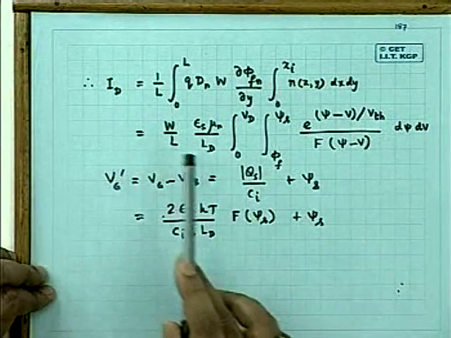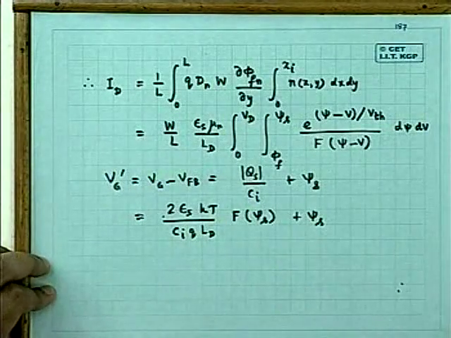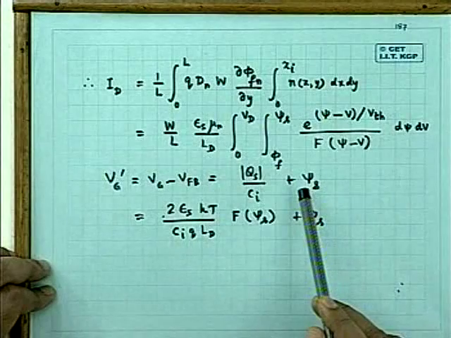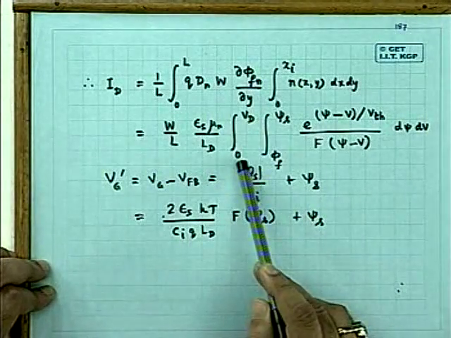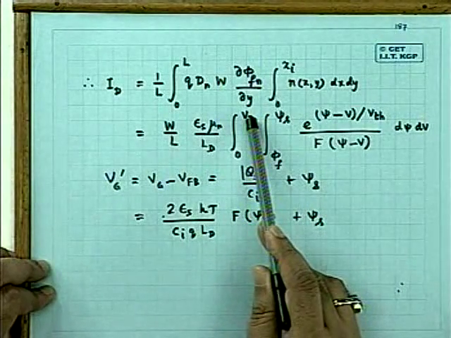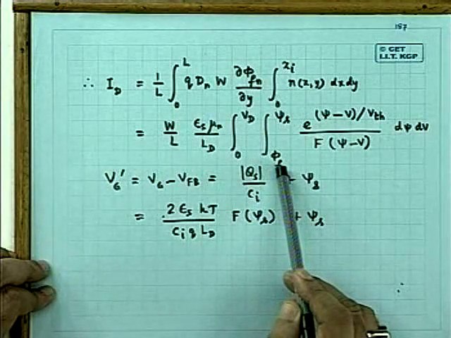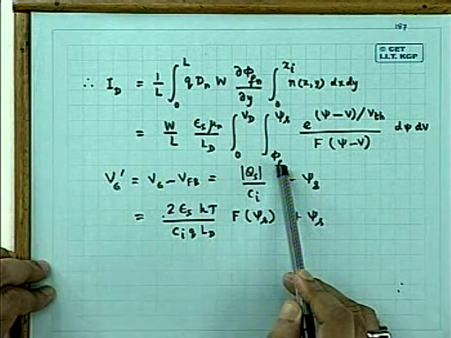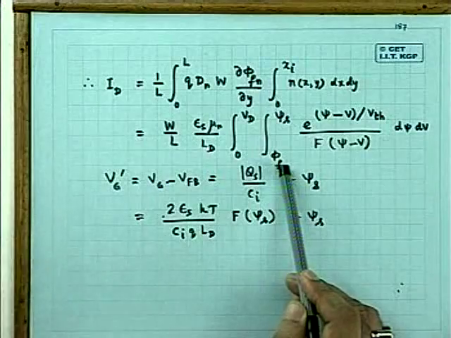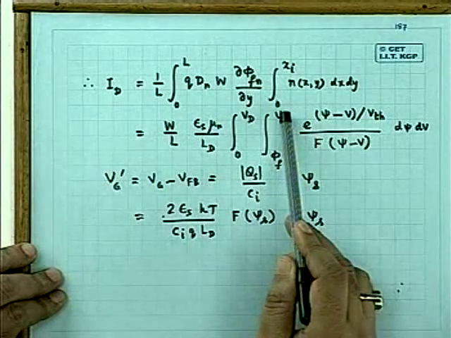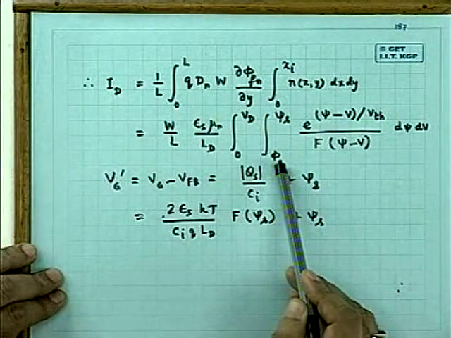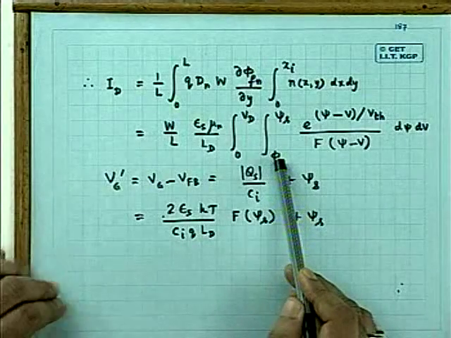And ID now becomes a double integral over the potential from the source end to the drain end, and over the potential normal to the channel, from the depth xi, which is where the potential is phi f, the intrinsic, to the surface where the potential is the surface potential psi s.